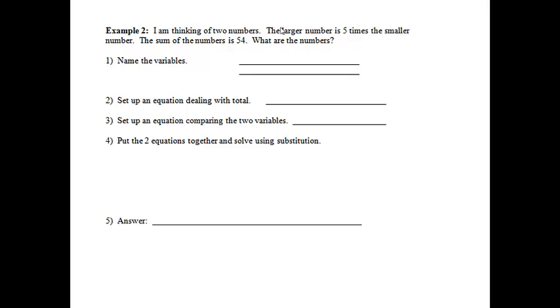So we've got two numbers. We've got a larger number and a smaller number. So I'm going to put L equals the larger number, and we'll put S equals the smaller number, and we'll try not to confuse that with a 5. All right, set up an equation dealing with the total. So the sum of the numbers is 54. So if I add the two numbers together, that means I'm going to get 54. So L plus S is equal to 54.